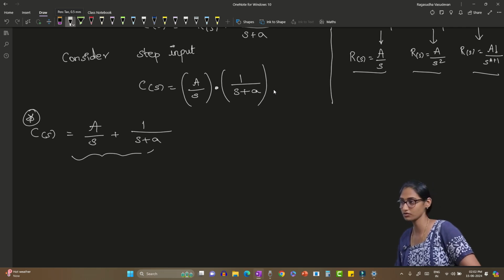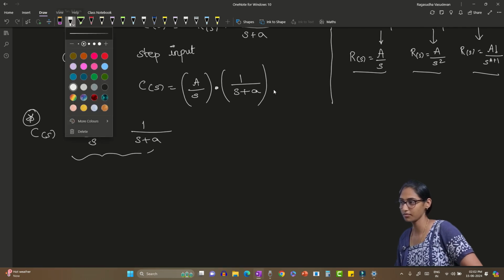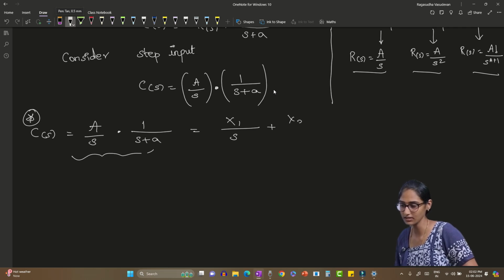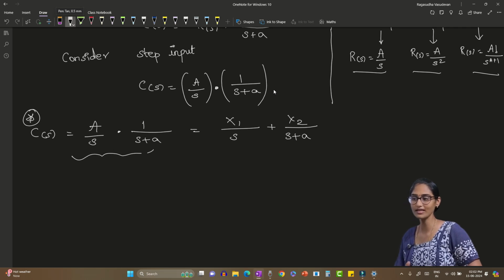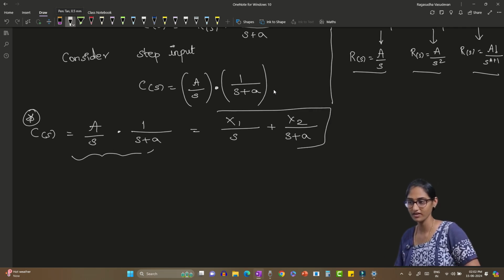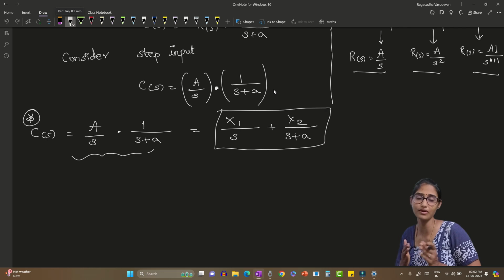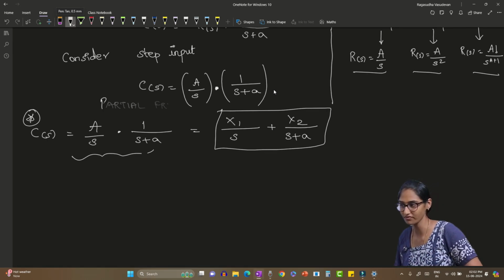So how are we going to make that? With the help of partial fractions. We want it in this format, where this is equal to x1 divided by s plus x2 divided by s plus a. Only when it is in this format can we apply the inverse Laplace easily. When we have a multiplication in between, we cannot directly apply the inverse Laplace transform. That is the reason why we are going to partial fractions.